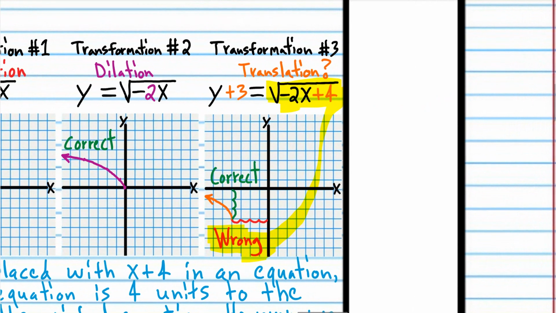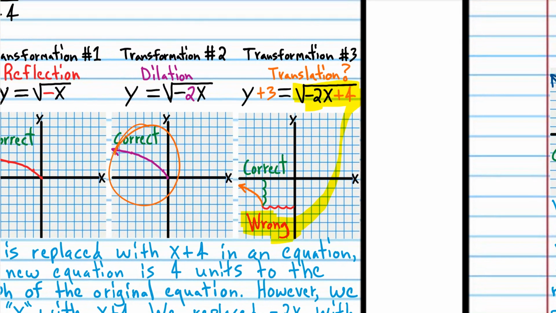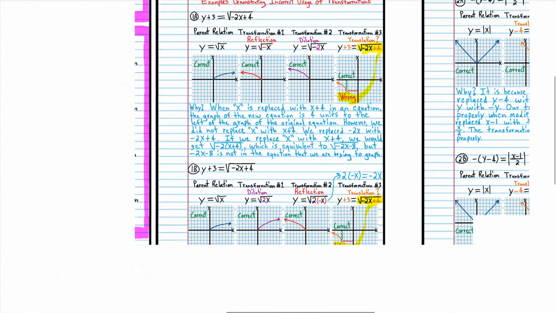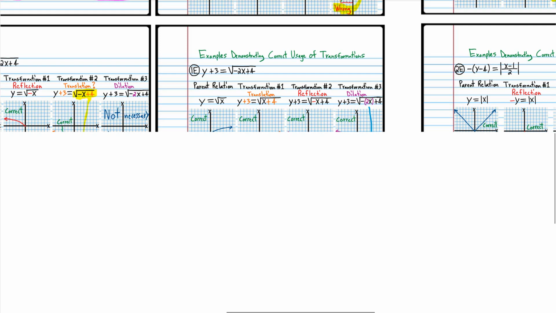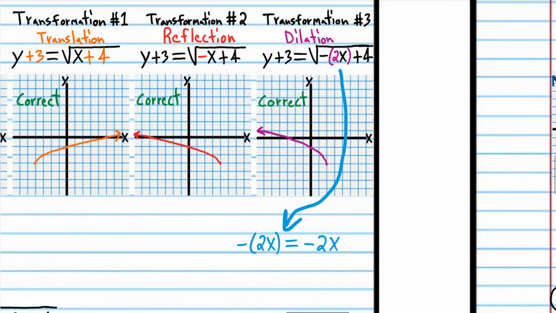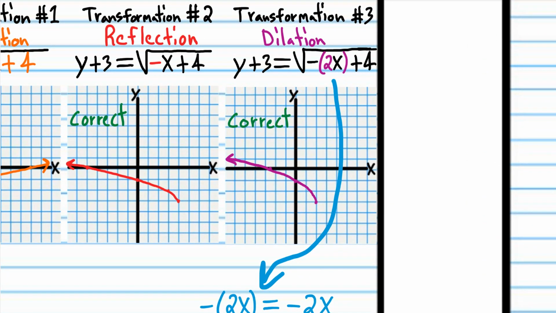So if we move this graph 3 units down, that's okay, but if we move it 4 units to the left, as you can see down here, that's the wrong graph. What we need to do is take this graph and move it 3 units down and then 2 units to the right. That would actually give us the correct graph. So that graph would look like so. That's the correct graph. See how it's moved 2 units to the right.